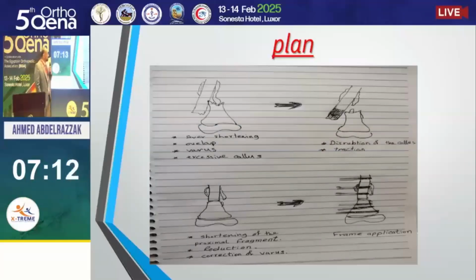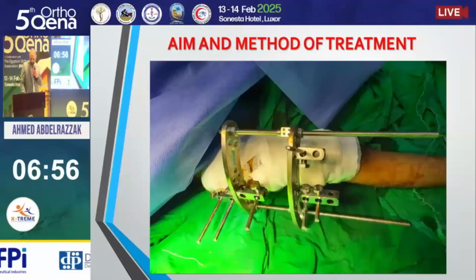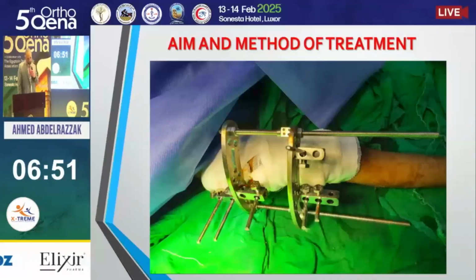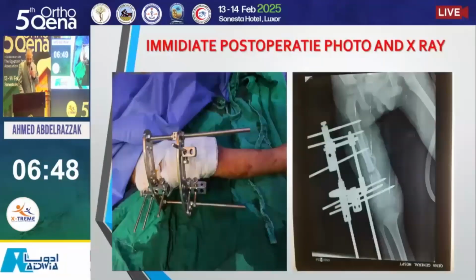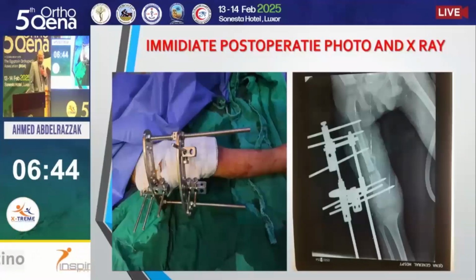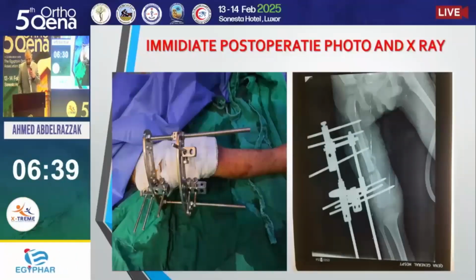This is our plan: to disrupt the callus, do traction to correct as much as we can, then excise the distal part of the femoral shaft to do anatomical reduction and apply the frame. This is how the frame looks, a simple frame with 2 arches and 6 Schanz screws. This is the immediate post-operative picture with good reduction and application of the frame, which we shall use for lengthening.